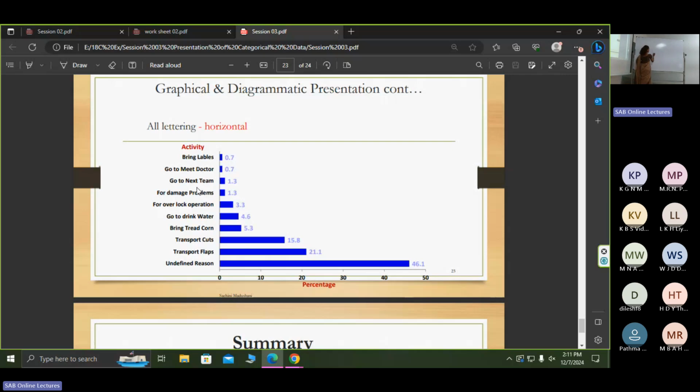Then this is the graph. This is the male. You cannot write it this way here. It is wrong. Always we write the letters horizontally. It's clear, right? Otherwise we cannot easily read it. These are the important things: all lettering in the horizontal.